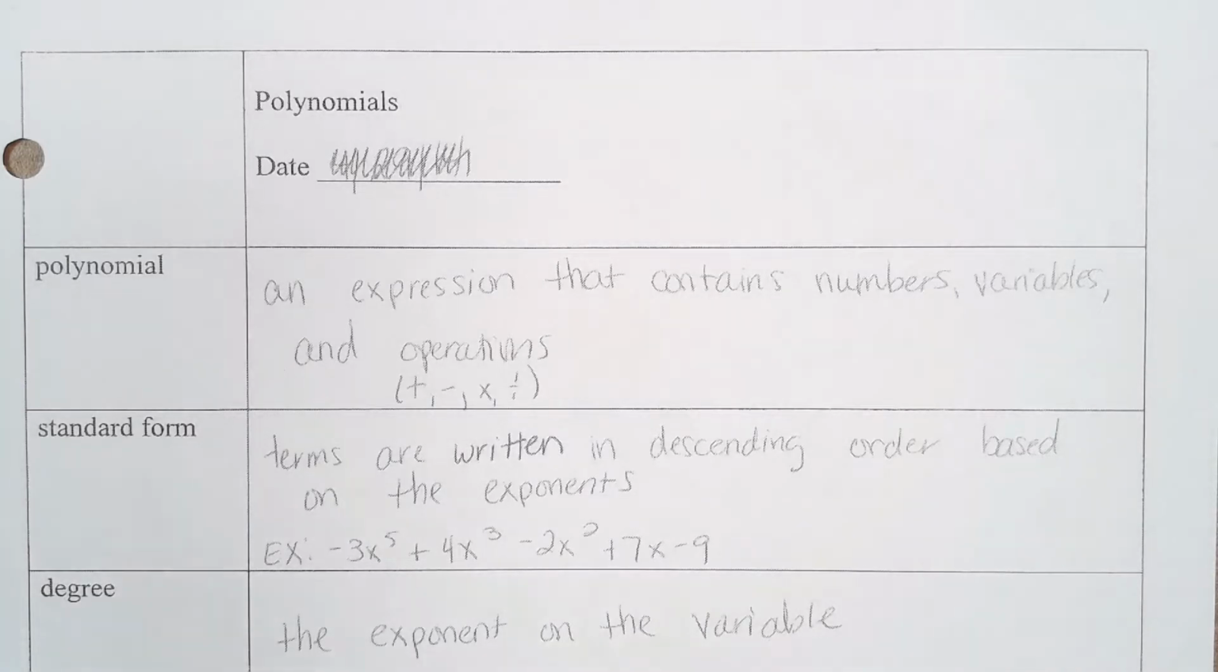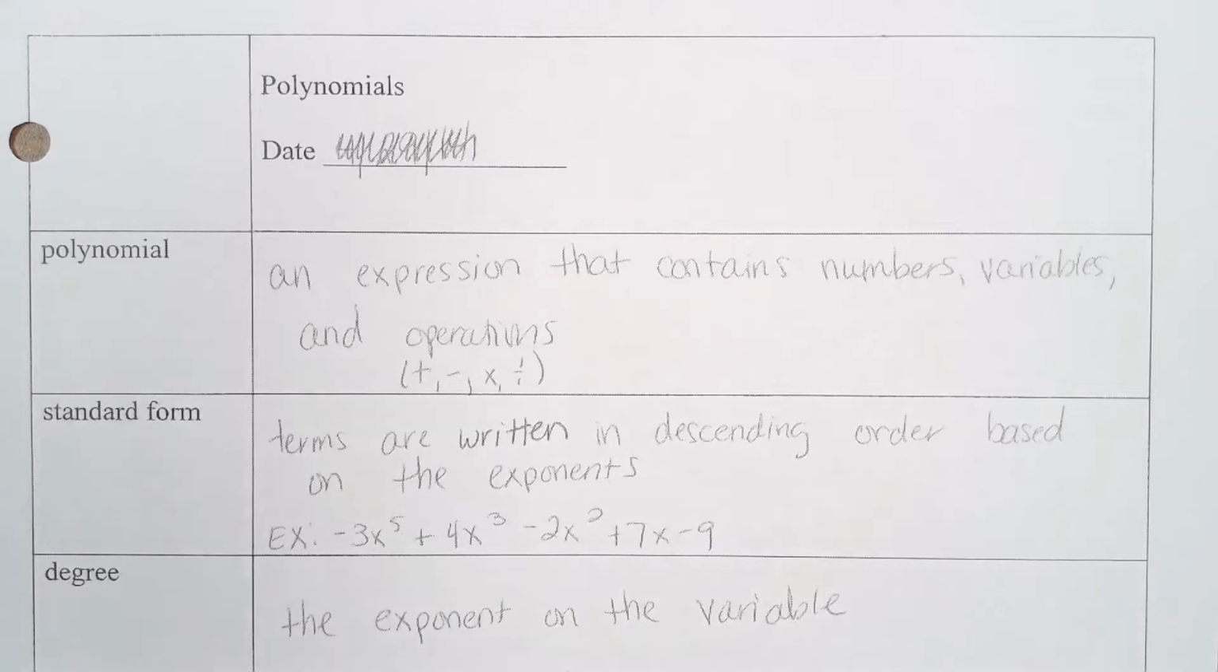So the whole front side of our notes today is just some basic vocabulary and definitions that you guys need to know with polynomials, since this is an introduction to what you will see in algebra. A polynomial is an expression that contains numbers, variables, and operations. You will see on the backside, when we start doing some example problems, what those expressions look like.